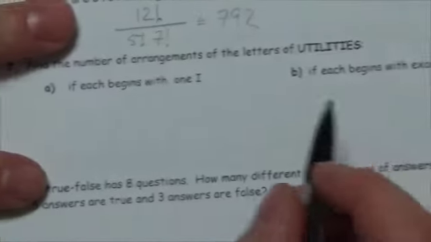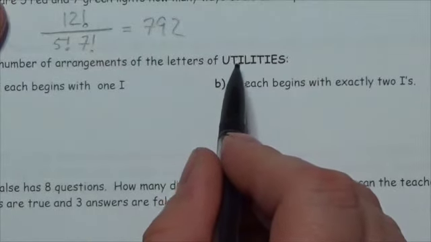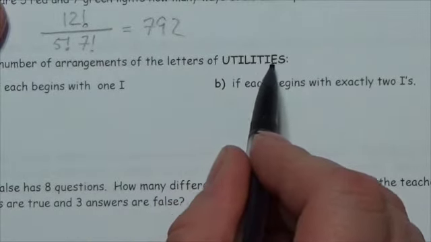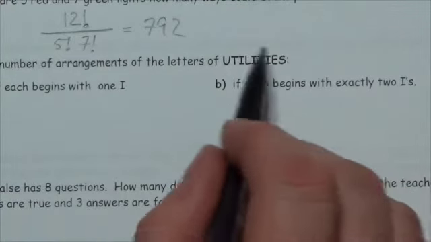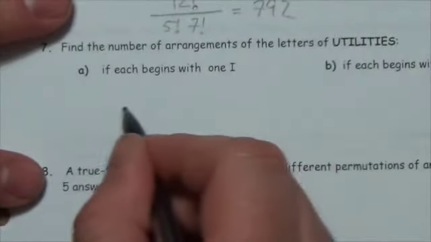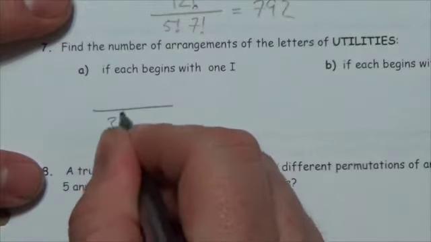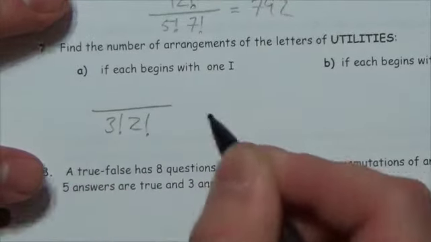Find the number of arrangements using the letters in the word utilities if it begins with 1 I or if it begins with exactly 2 I's. Okay, well, to answer this question, first of all, let's take a look at the number of letters in utilities. 1, 2, 3, 4, 5, 6, 7, 8, 9. Okay, 9. And there are 3 I's. There are also 2 T's there. So even before I jump into this, I'm going to have 3 factorial divided by 2 factorial for the I's and the T's.